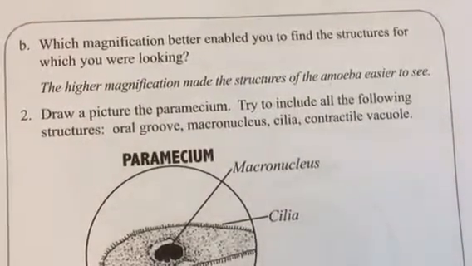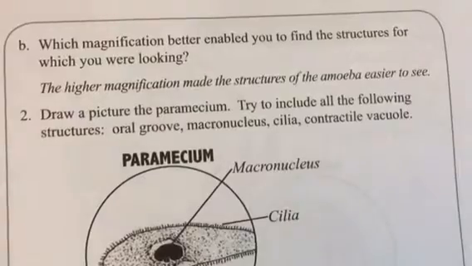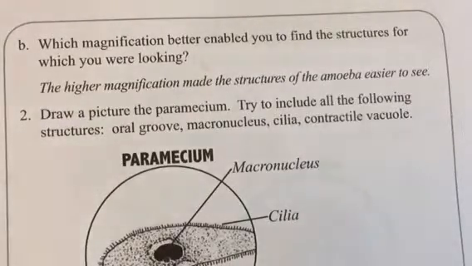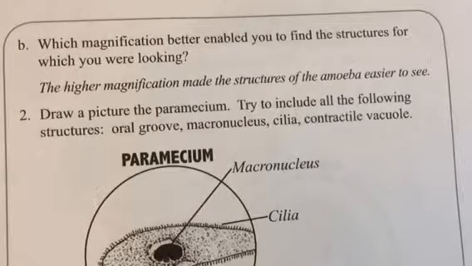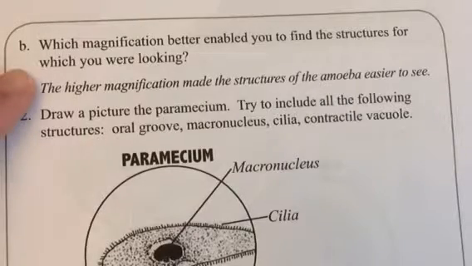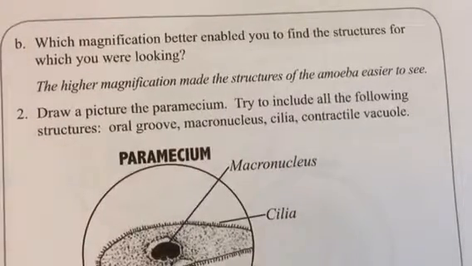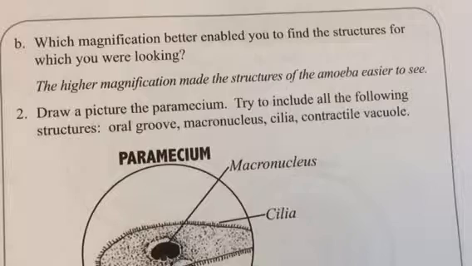Hello, biology class. I'm going to be going over pages 71 through 73 in your lab manual, which was our Protista lab that we did today, and talk about the answers to the questions. Starting with B on page 71, at the top of page 71, which magnification better enabled us to find the structures we were looking for in the Protistas? That would be the higher magnification because it made the structures easier to see. They said of the amoeba, but really all of them.